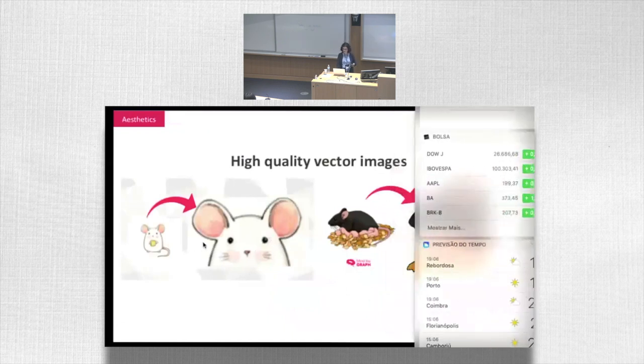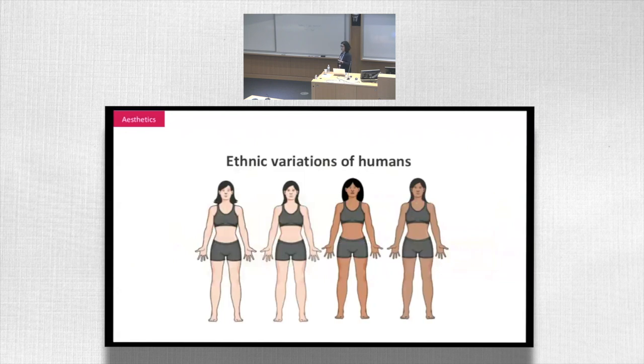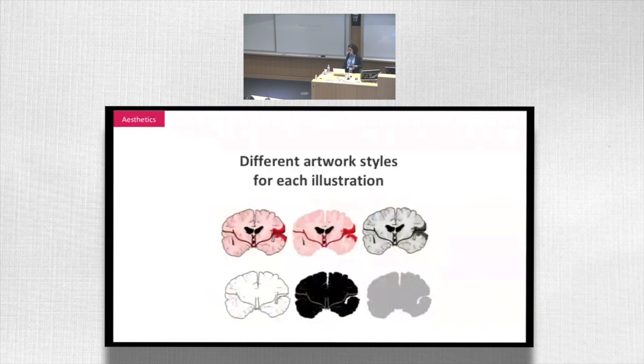And, oh my God, the images are high quality, so you can use them in posters. It will not be like this. This one is from Google, and this other one is from MindGraph. So you can resize and use them however you want, in books, posters, presentations. It really looks professional. And we have a lot of variety in illustrations, ethnic variations, for mice and rats. We have a lot of different colors and types, and we have 6 types of artwork styles.